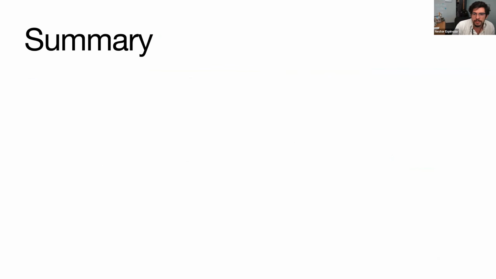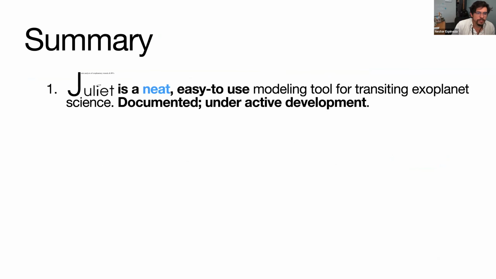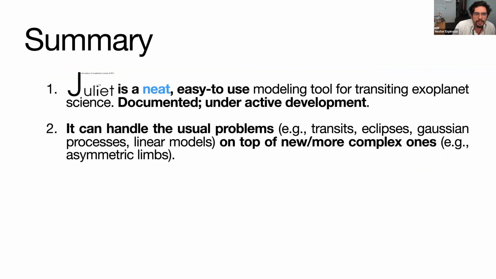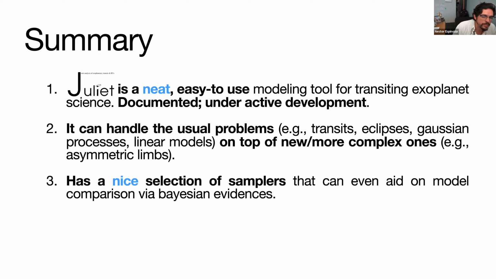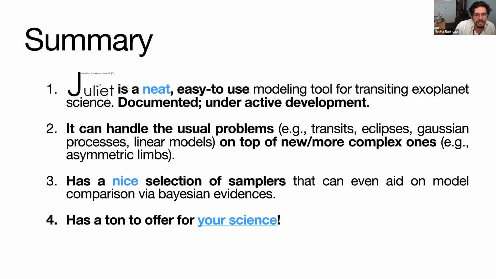So it's a little summary. First of all, Juliet is a neat, I think, easy to use modeling tool for transiting exoplanet science and for radial velocities too. It's documented and under active development. It can handle the usual problems like transits, eclipses, Gaussian processes, linear models, and some new complex ones. It has a nice selection of samplers that aid in model comparison via Bayesian evidences. And I think it has a ton to offer for your science.